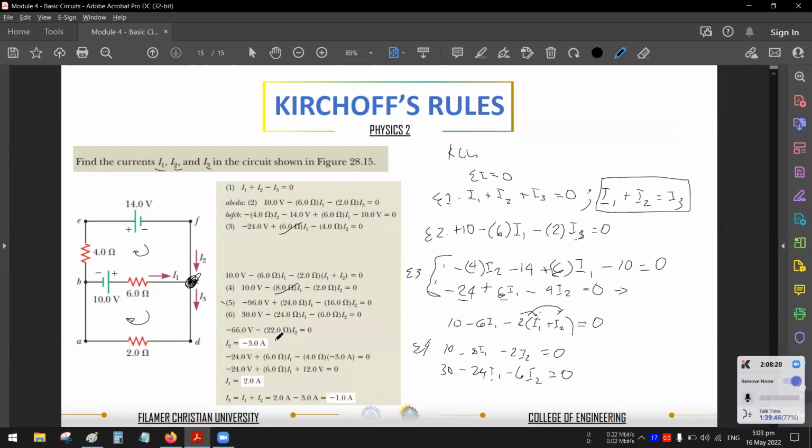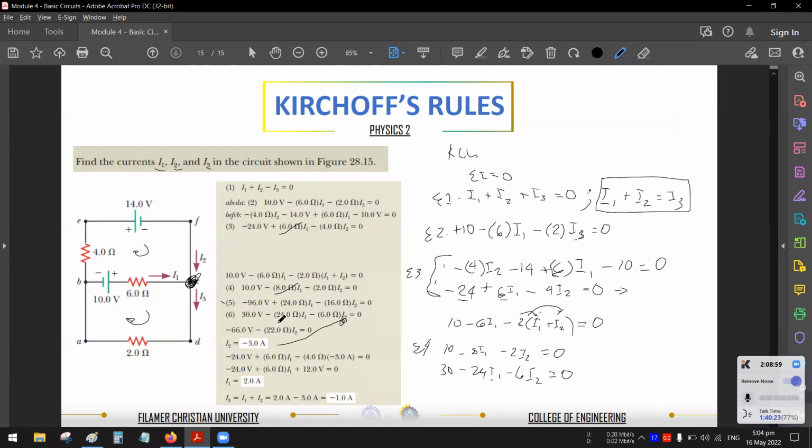Negative 66 volts minus 22 ohms times I2. And from this equation, you can solve for your I2. That is negative 3 amps. And if you have your I2 now, simply back, no? You can compute for I1. I-transpose mo lang siya dito, gamitin mo lang siya dito. Okay, then you can solve for your I1. Then to solve for your I3, you can just use the basic formula, the additional. Yung I1 plus I2, which is equal to your I3. Yun na yung basic explanation dito.